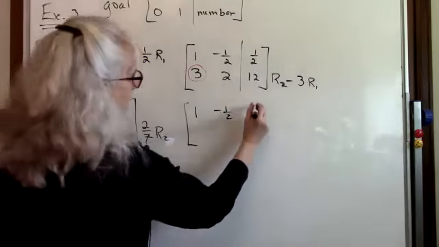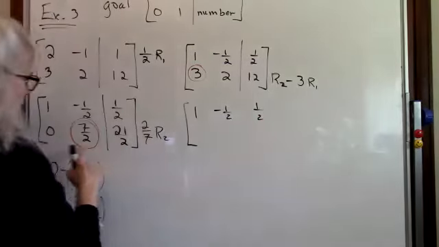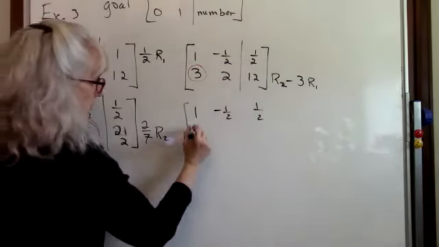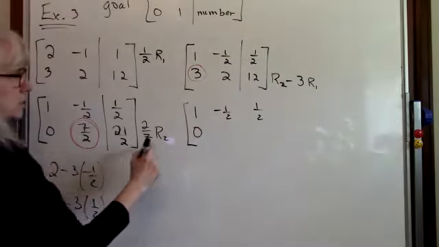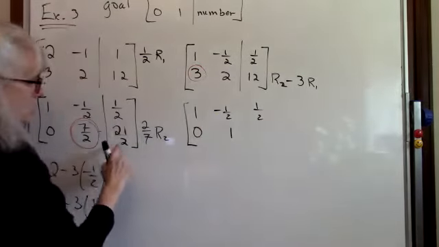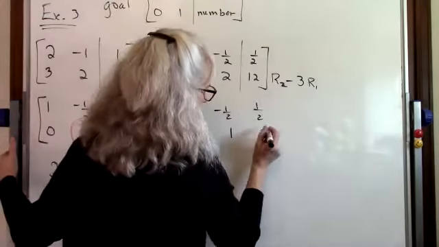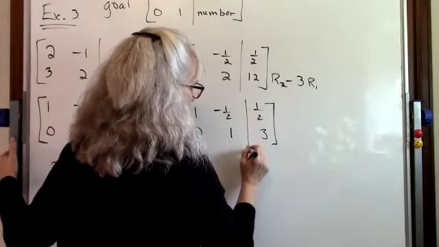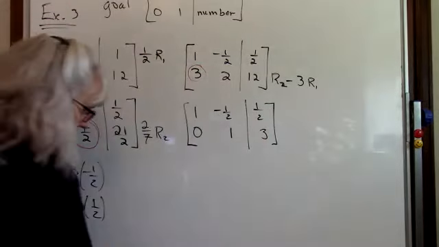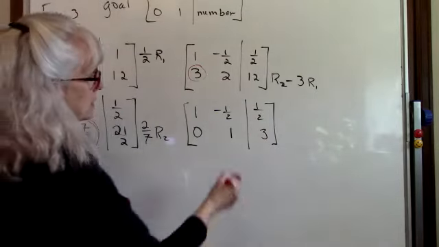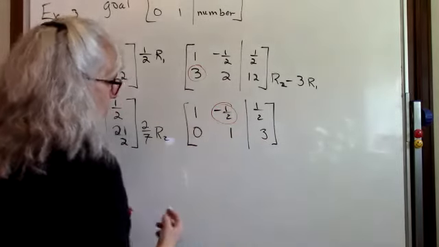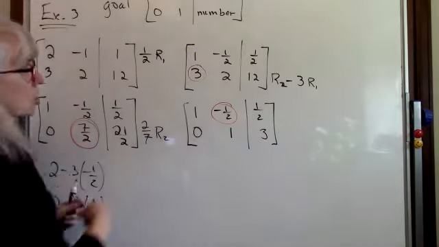So I have 1, negative 1/2, and 1/2. Down here, 0 times 2/7 is 0. 7/2 times 2/7 is 1. And 21/2 times 2/7 is 3, which is nice to see. We're almost there. Our next step is to make this negative 1/2 into a 0, and then we'll have achieved our goal.